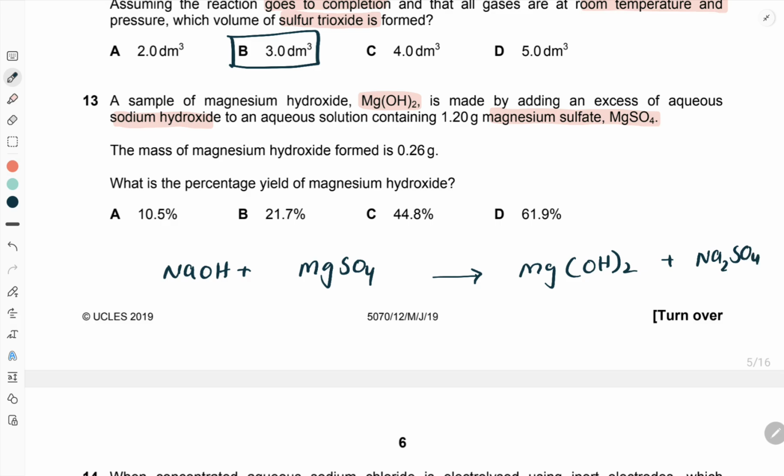First you need to write the balanced equation. To make it balanced, I'll put 2 with sodium. There are 2 sodiums, there are 2 OHs, and we have 2 OHs right there. 1 magnesium, 1 magnesium, 1 sulfate, 1 sulfate. This is a balanced equation.